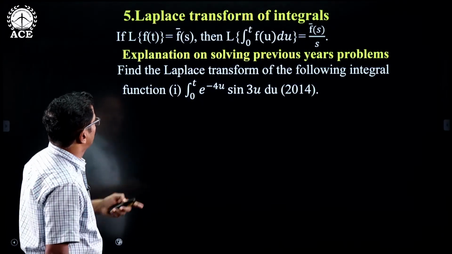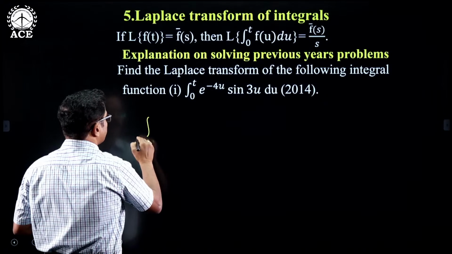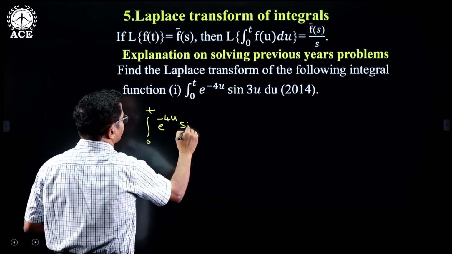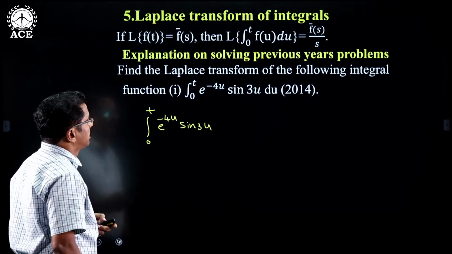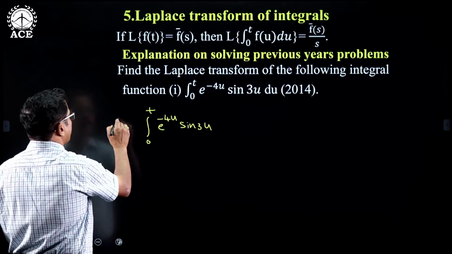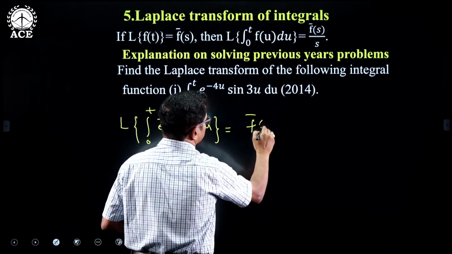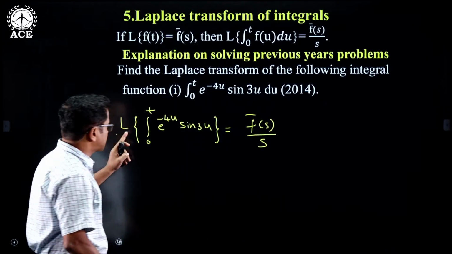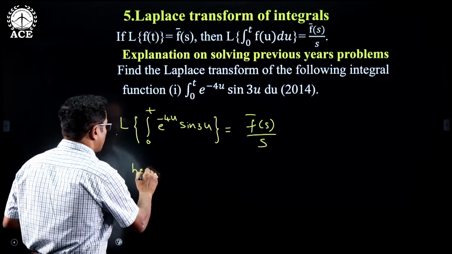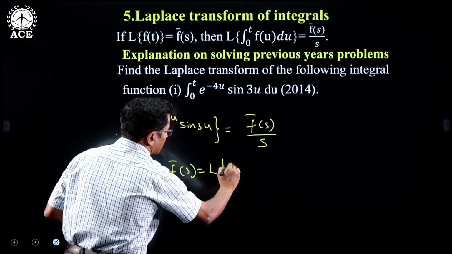So see here, the integration from 0 to t of e power minus 4u sin 3u. So we evaluate this using Laplace transform, that is f bar of s by s. The Laplace transform of integrals equals f bar of s by s. So here f bar of s means what? L of f of t.